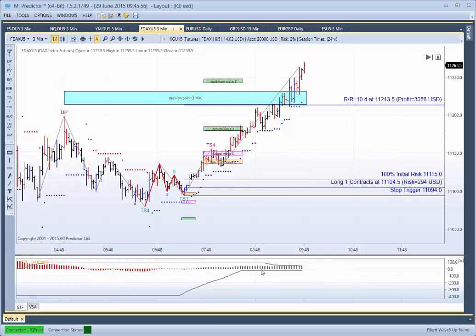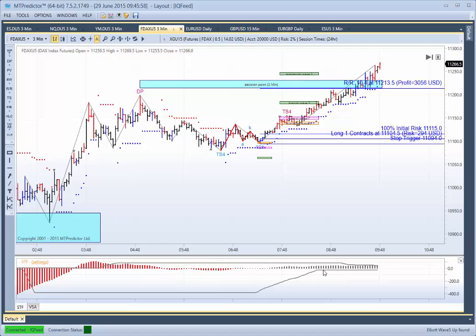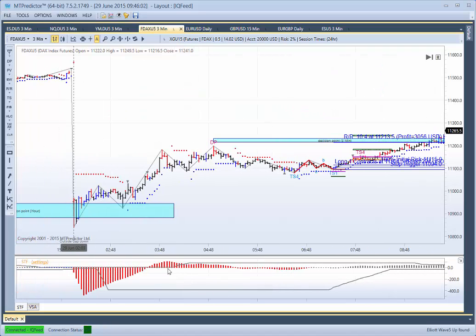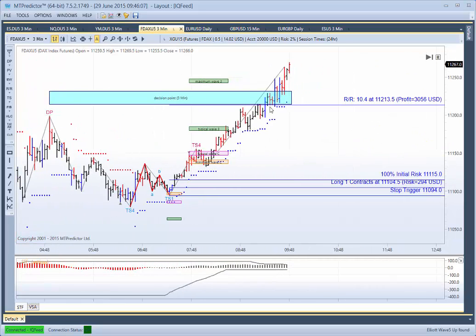If we look at our STF, it would have been nice if this was above our strength band. It wasn't because the prior pivot there was basically just so large, but if you did want to, you could trail with your ATR stop. But I think a 10-hour profit would be very nice indeed.